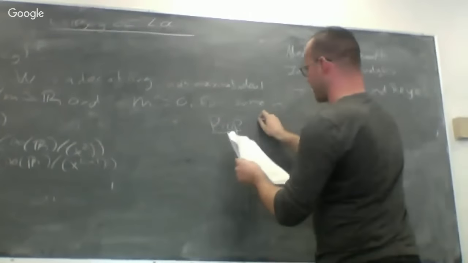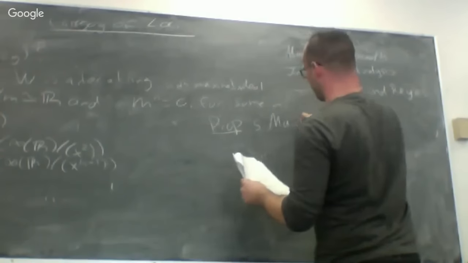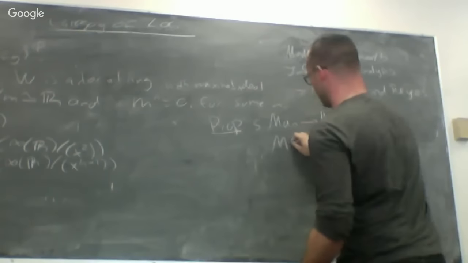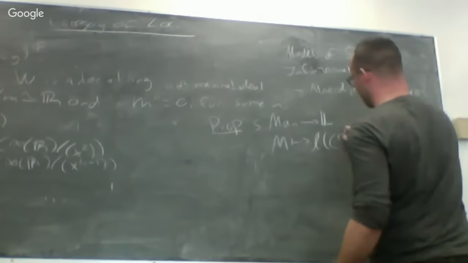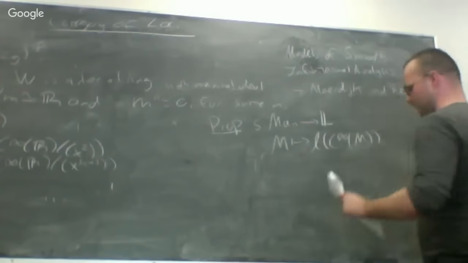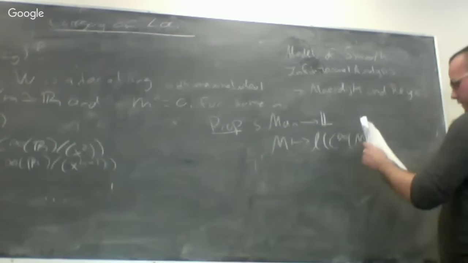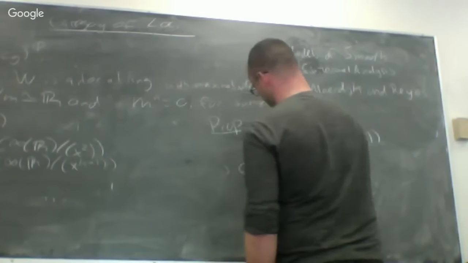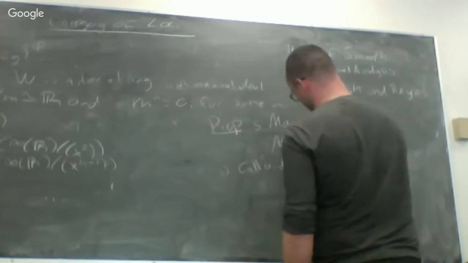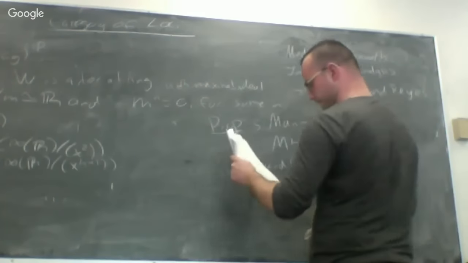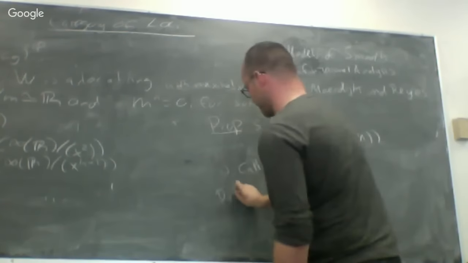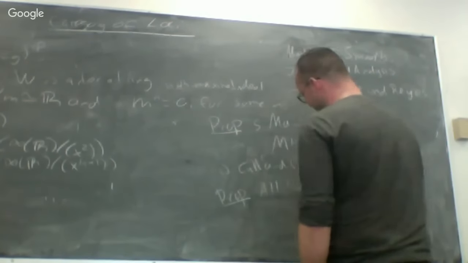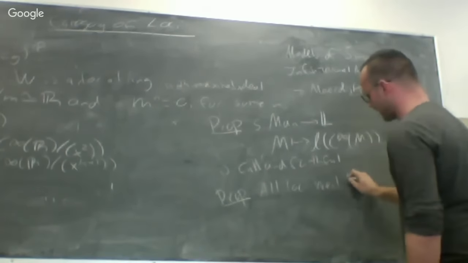So, a proposition: I have a functor from the category of manifolds to loci, which maps M to the locus of the C infinity ring corresponding to M, and that's full and faithful. Another proposition: all loci of Weil algebras are exponentiable.